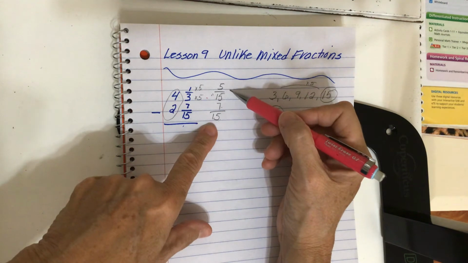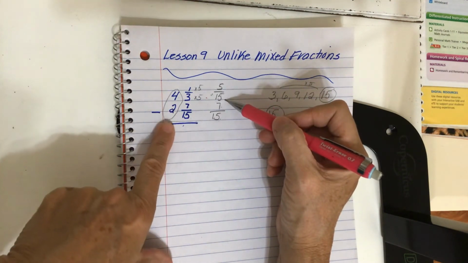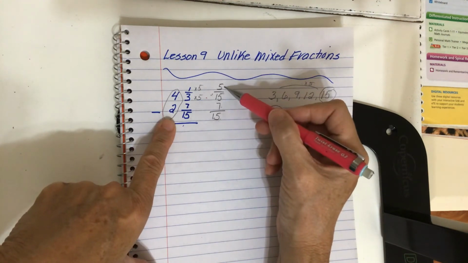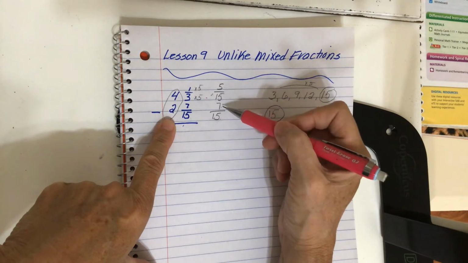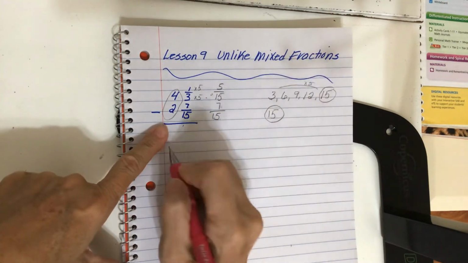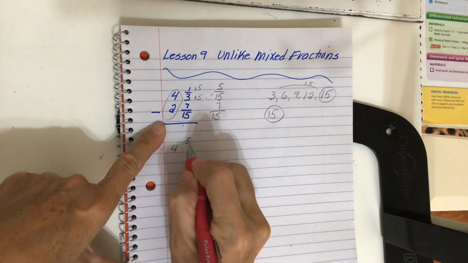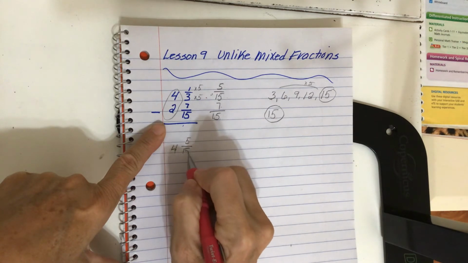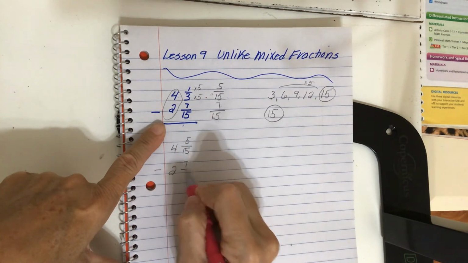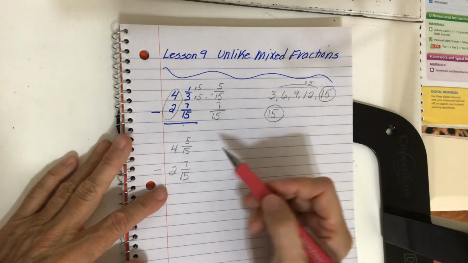But now do you see a problem? I have 4 and 5 fifteenths minus 2 and 7 fifteenths. I only have 5 fifteenths here and I have to take away 7? Oh, I can't do that. So now I have a problem. So I'm going to continue my problem down here. I'm just going to rewrite it because whenever you are needing to do multiple steps, make sure you give yourself plenty of space. So I'm rewriting these down here so I'm not crowding all my space up here.